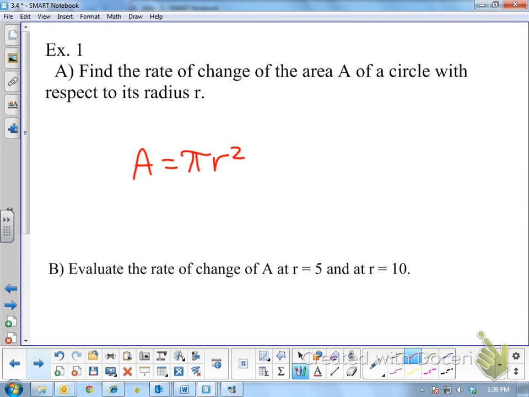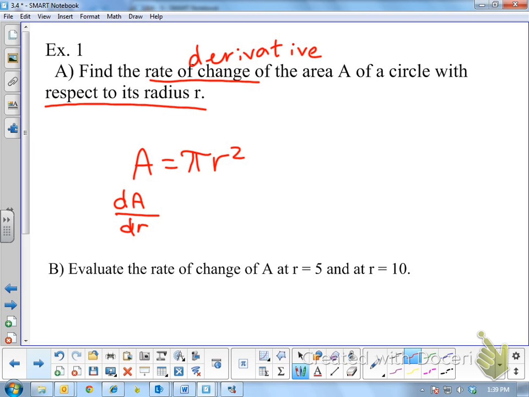Well, we can find the derivative of this with respect to the radius. It's saying to find the derivative of the area because they say rate of change, which means derivative, of a circle with respect to its radius. So dA over dr. Remember, the top tells us what's the derivative, the bottom is what are you taking the derivative with respect to? What variable is the one we're actually taking the derivative of? So we're taking the derivative with respect to r.